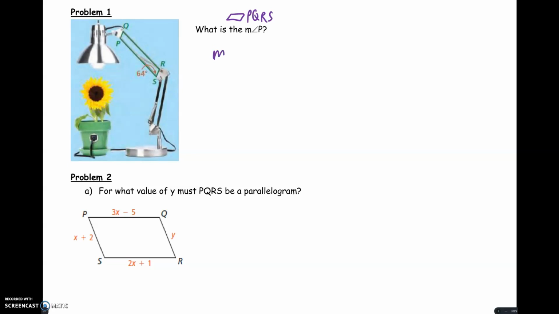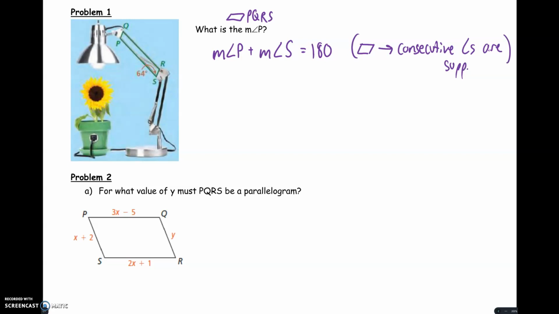So the first rule that I can state, if we want to state the measure that we're missing, angle P, is that if I add that to the measure that we're given, it looks like we're given the measure of angle S, I know that those two should sum to 180, because we know that if I have a parallelogram, this is coming from my starting point that we had to establish before. It's not really marked for us. But if I do have a parallelogram there, it means that those consecutive angles are going to be supplementary. So we can add that in for our reasoning in terms of how I'm able to start with that equation.